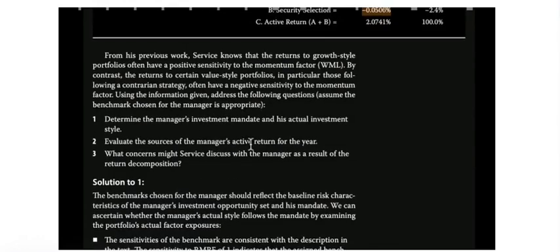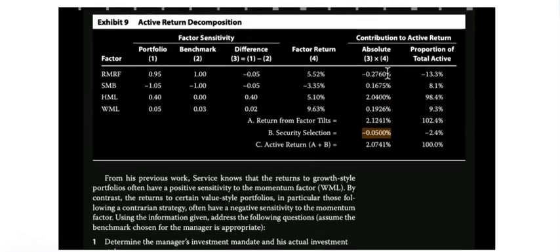Evaluate the sources of the manager's active returns for the year. This is all we're doing down here. If our active return is 2.0741, we look at value because they really leaned into value. Did that work out? It certainly did. 98.4% of our active return is explained from that.